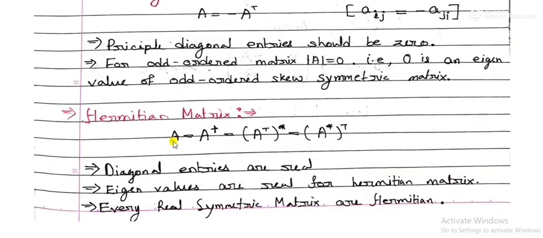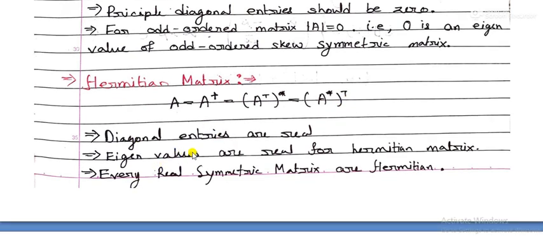Now A equals A dagger, this is the basic definition of a Hermitian matrix. What is A dagger? A dagger is nothing but A transpose and then the conjugate, or you can write it as A conjugate and then the transpose. So for Hermitian matrices, diagonal entries are real, and eigenvalues are real for a Hermitian matrix. Remember this.